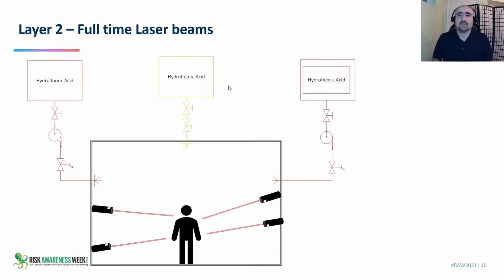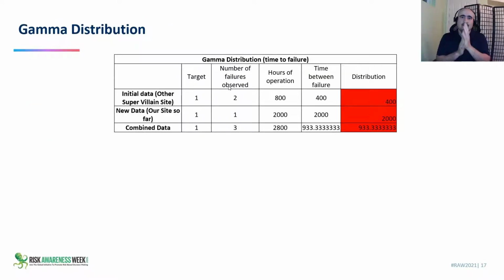And let's say I know I'm going to get James Bond in a week. So 168 hours. I need those lasers to operate for 168 hours before they fail to make sure that we slice James Bond when he gets there, because that's another layer of redundancy and resilience on my system. So here comes the gamma distribution.